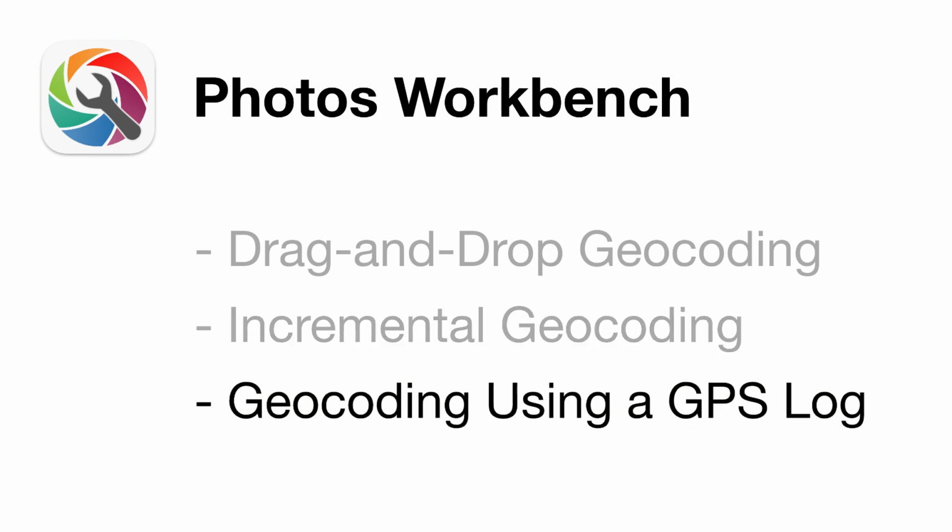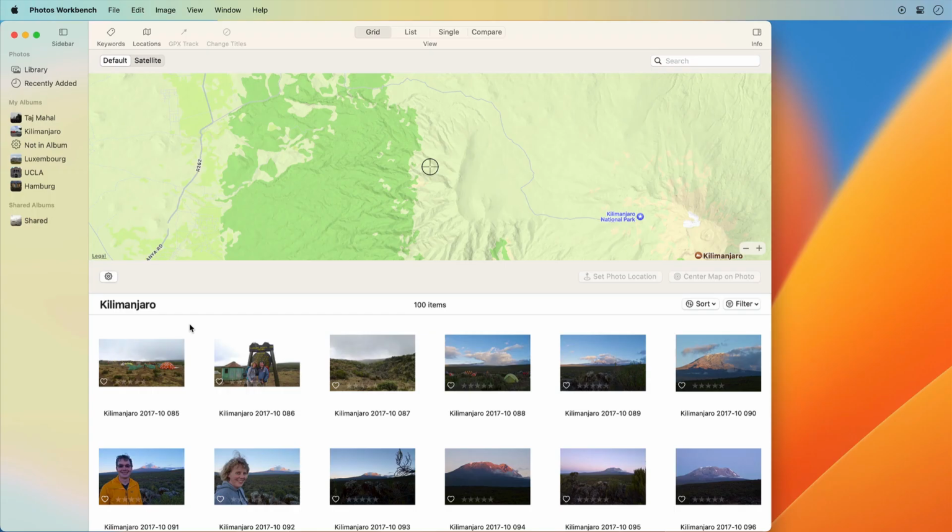Geocoding using a GPS track log is the fastest way to add exact locations to a large set of photos. We will assign locations to the photos taken during an 8-day trek on Mount Kilimanjaro. I carried a GPS track logger to record our position. It created a track log that noted the time and GPS coordinates every few seconds. I could also have used an iPhone app to record a track log.